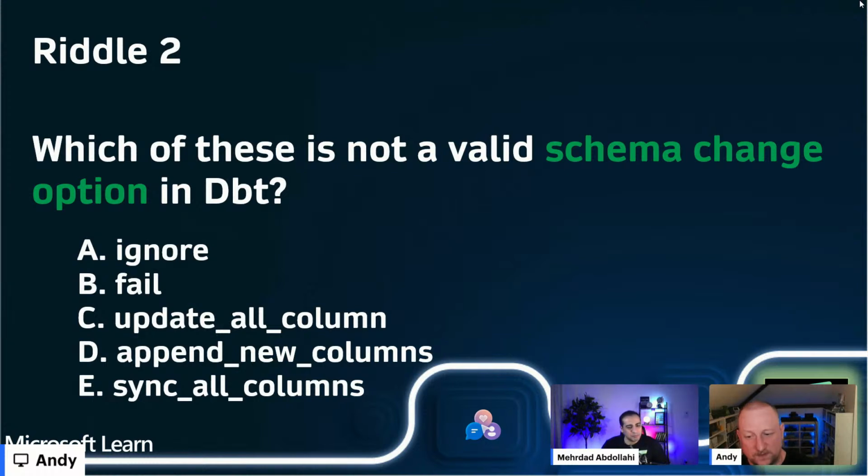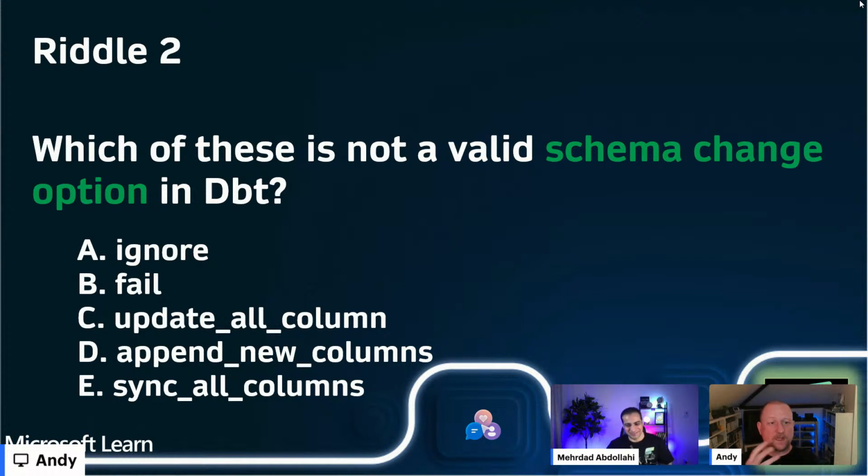All right then, riddle 2. Which of these is not a valid schema change option in DBT? We can set it to ignore. We can set it to fail. We could update all columns. We could append new columns. Or we could sync all columns. One of those does not belong there. Who was listening well?